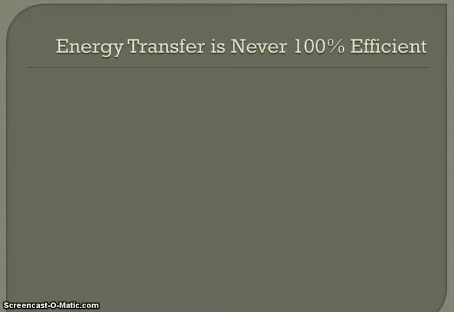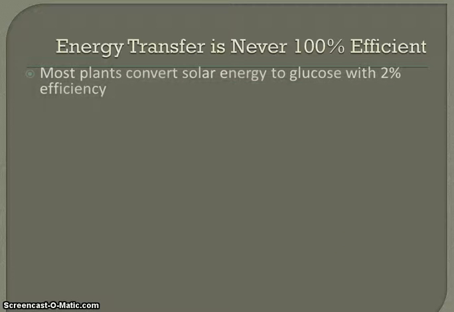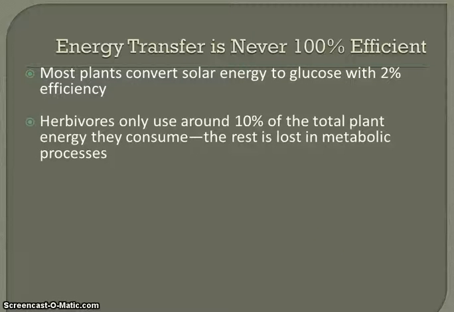Because we are losing heat at each level of the food chain or in systems, nothing is ever going to be 100% efficient. Most plants have about 2% efficiency. That means of the solar energy that hits the leaves of the plant, about 2% of that is converted into glucose. The rest is lost to the ecosystem.